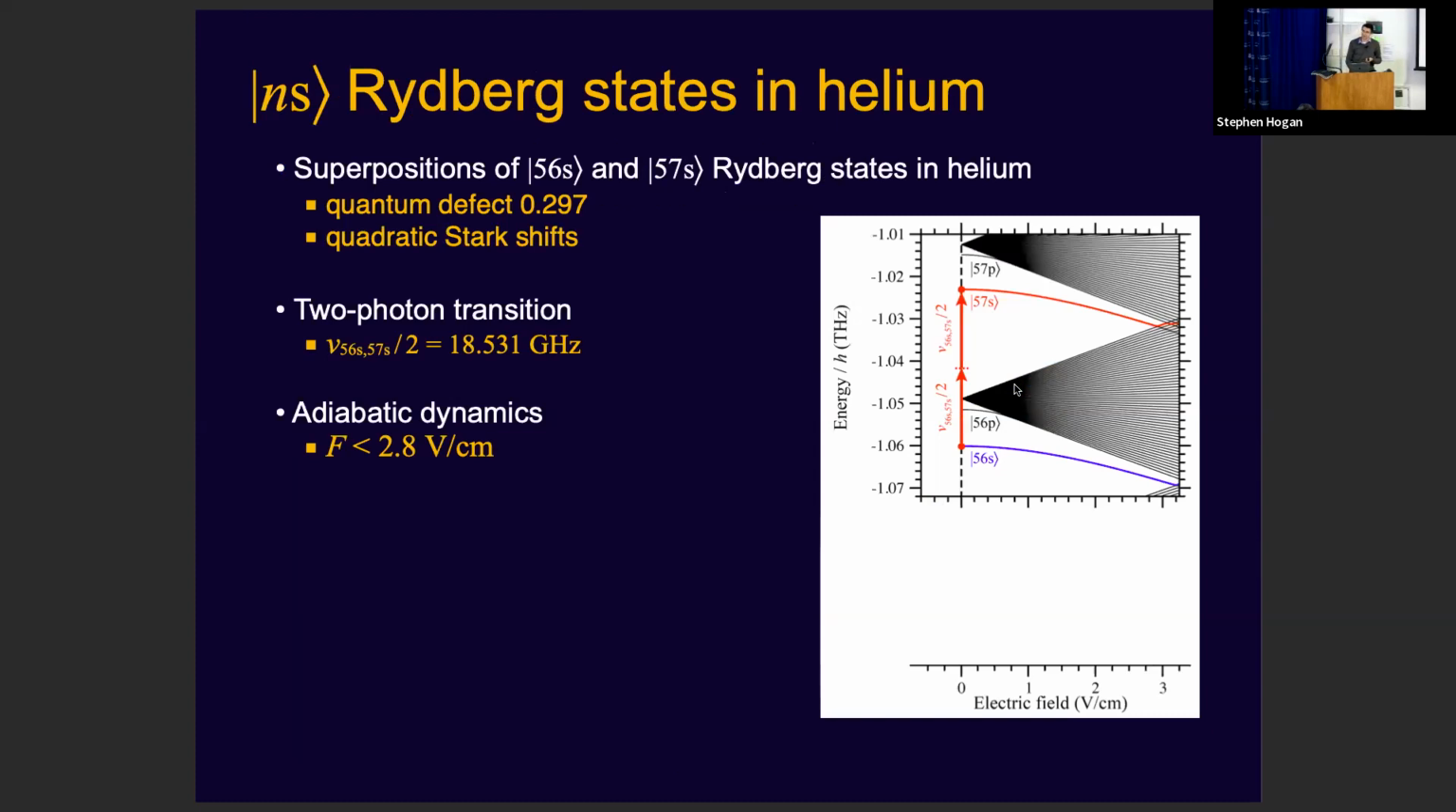Here we also use a two-photon transition, but this happens to be from the 56S to 57S. The microwave field strength was better in this apparatus for this slightly lower frequency. So this transition occurs at 18.5 gigahertz, and for fields up to about 2.8 volts per centimeter, which is where this avoided crossing is here, we can turn the field on and off without ending up with population going into any other Rydberg states.